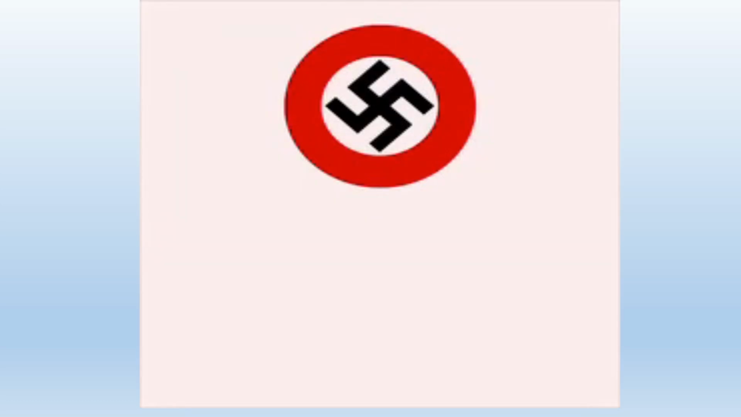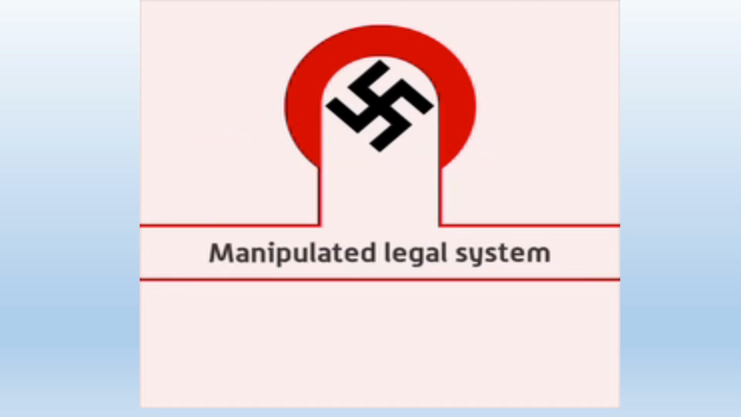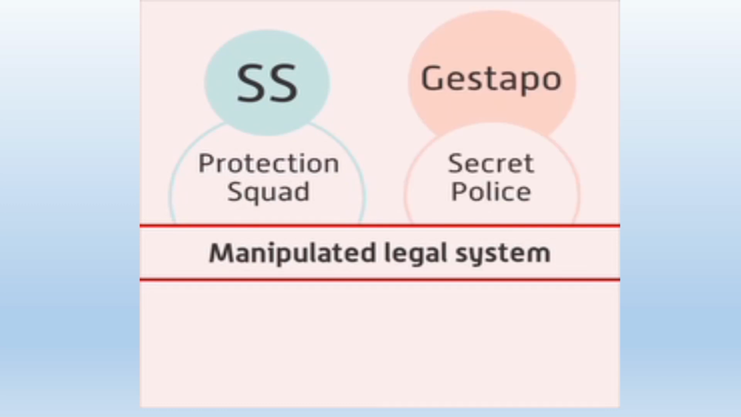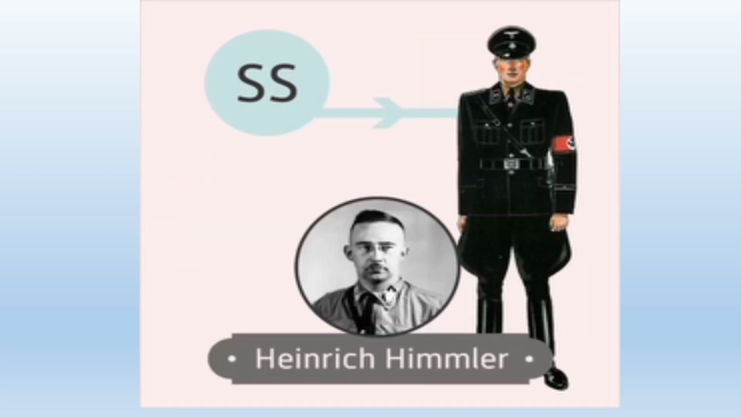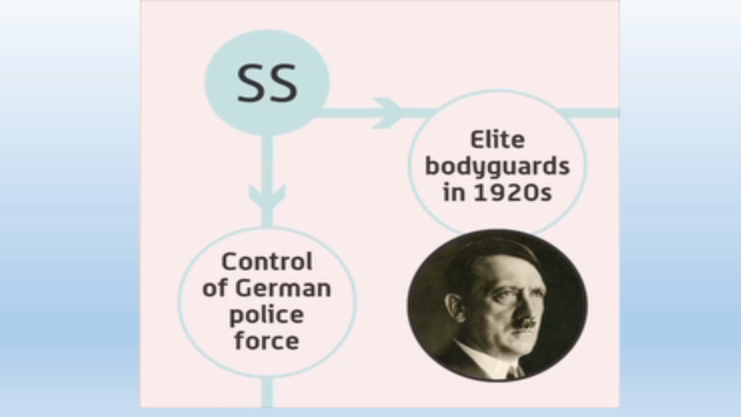One of the reasons the Nazi regime was so successful within Germany was because of the support of specialized groups. The Nazis also altered and manipulated the legal system to their own ends. This chapter looks at what were known as the SS, short for a German word that meant protection squad, as well as the Gestapo, or secret police. The SS wore black shirts and were led by Heinrich Himmler. They began life as the elite bodyguards for Adolf Hitler in the 1920s, eventually being in control of the entire German police force in the 1930s.